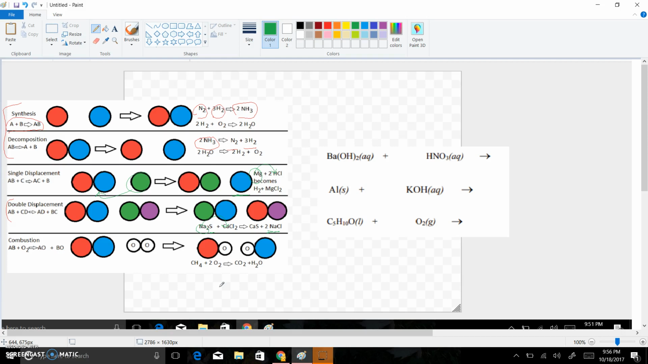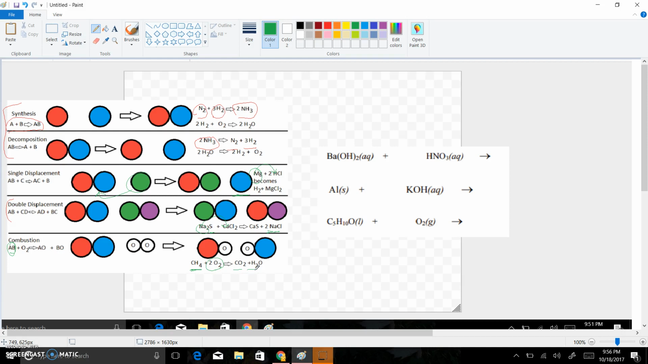And the last one is combustion. Combustion is going to be some sort of carbon-hydrogen thing, as you can see here. Sometimes oxygen can be involved, it doesn't have to be. Plus oxygen, and it's always going to make CO2 and H2O. Now the real definition of combustion is that it always has to react with oxygen. Most of the time whenever we're going to see combustion, we're going to be looking at it in the form that I just talked about.